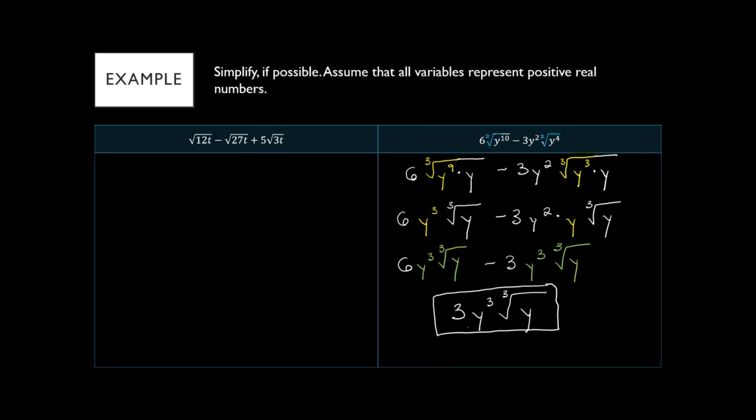So we basically did the same thing that we did in the other example with the numbers, but I think it's a lot easier to see what's happening when you don't have numbers involved, when you just have variables. But we have to simplify inside the radical first by pulling out as much as we can. And then when we get things that are like terms, you combine them to get your final answer.